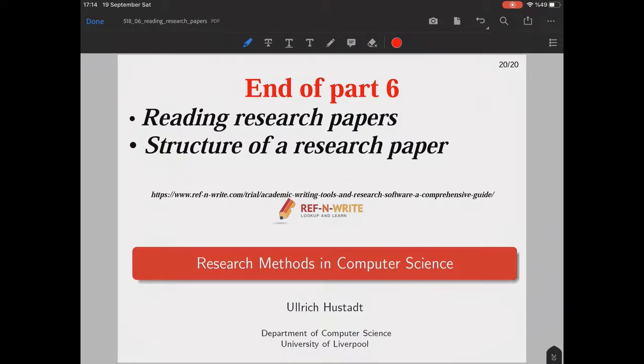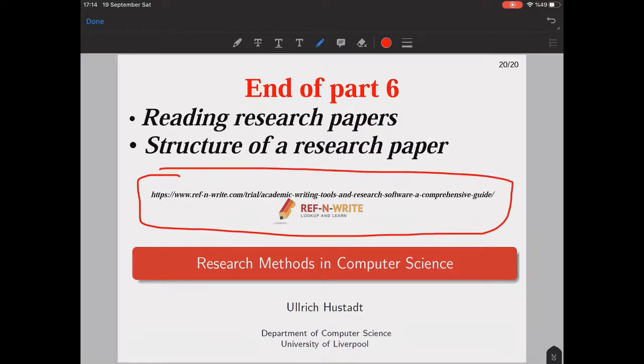Okay, we talked about reading research papers and how the structure of a research paper should be, and we also talked about some academic writing tools and grammar checking tools. I took them from this site. If you're interested, you can see them in detail on that website as well.